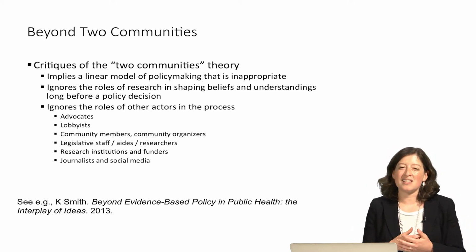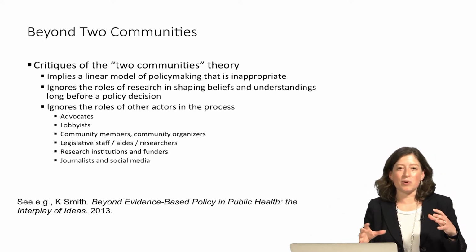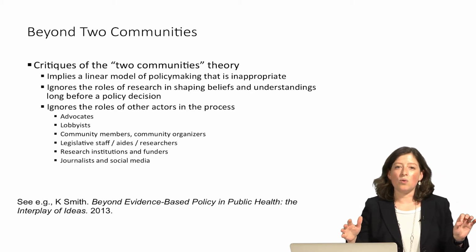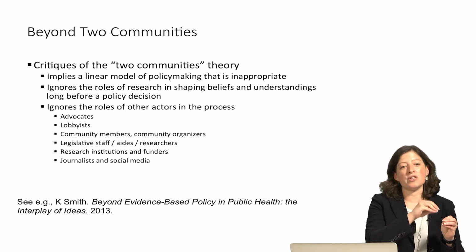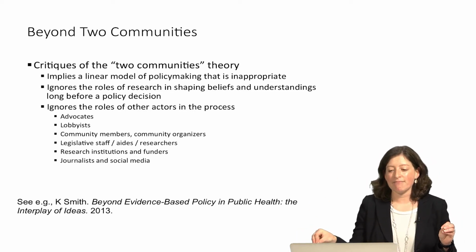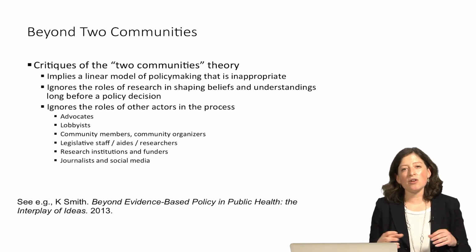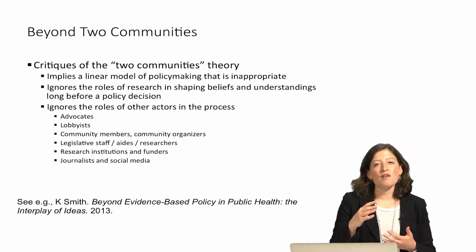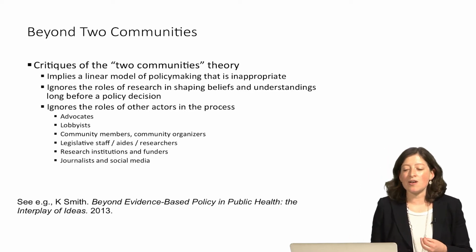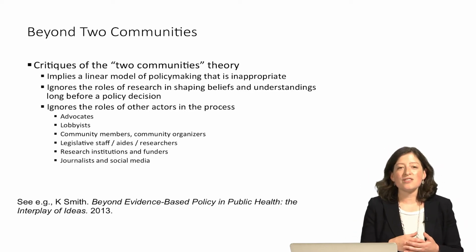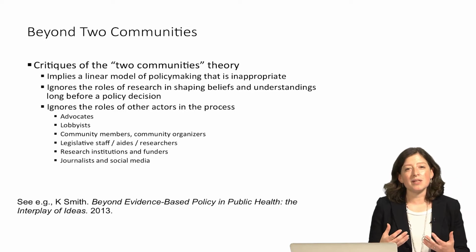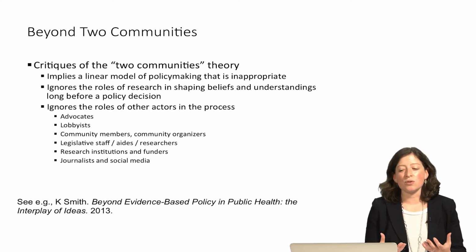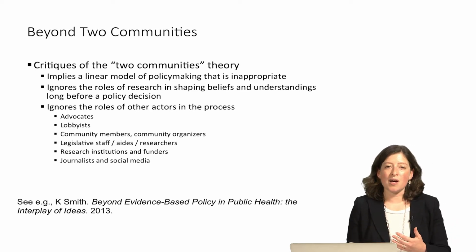The policymaking process is messy. It has lots of inputs, and it can often be cyclical, rather than a linear process that we might hope helps us get our research to take action. This two communities model also ignores the roles that research might have long before a specific policy decision is needed. Research can shape public beliefs and policymaker beliefs about the causes of a problem or the solution to that problem well before a policy decision is met.